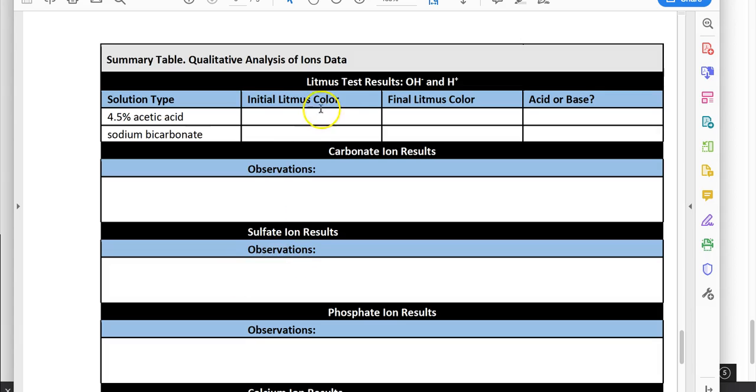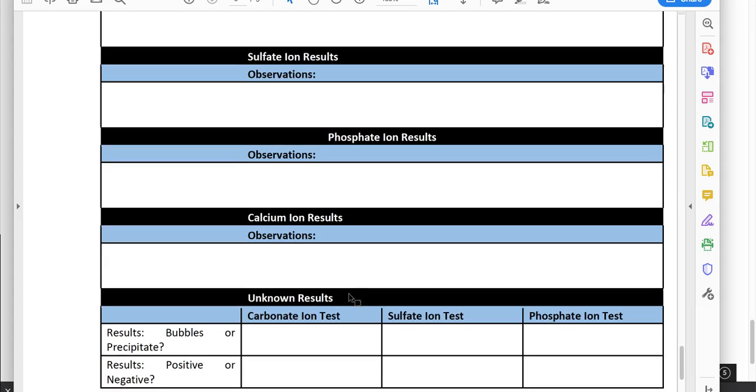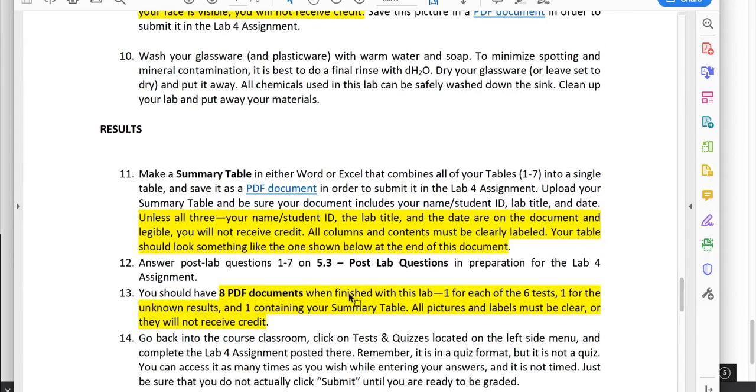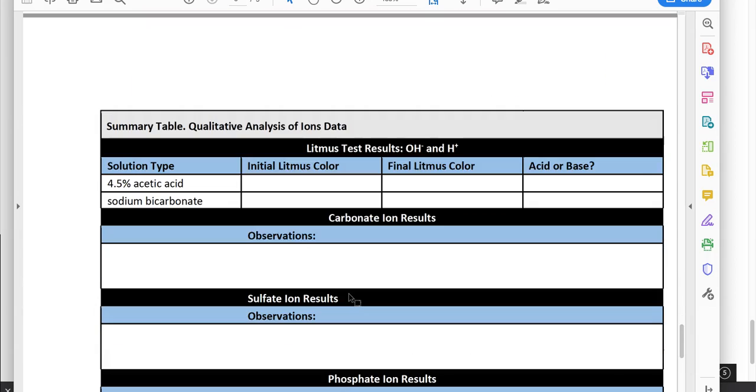Just print this out, fill it in, or use an Adobe editor and fill in the boxes. Either way, you can print it, fill it out by hand with a pen, and then take a picture, or you can use Adobe Editor and fill in the boxes. Whatever you want to do. But this is your summary table. So that's all you've got to do. You're going to be submitting a bunch of pictures and submitting this summary table.